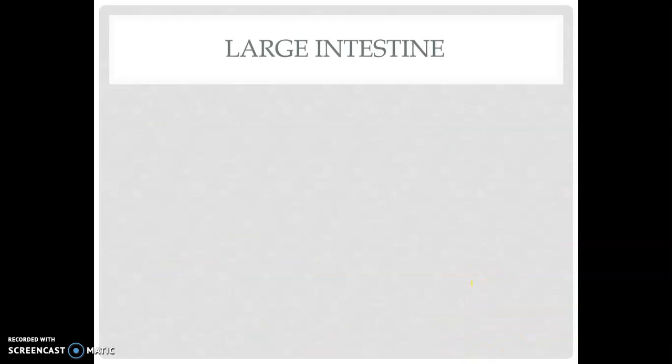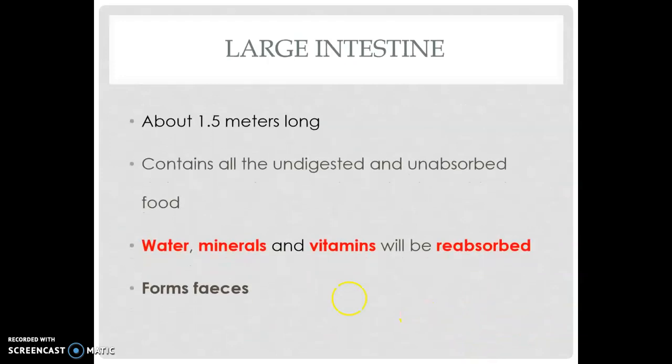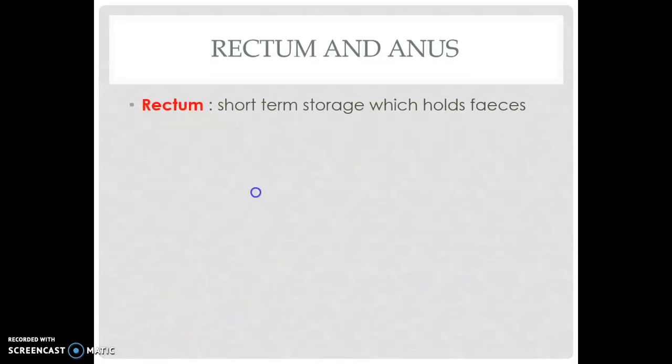Then what happens in the large intestine? The large intestine is the place where all the undigested and unabsorbed food will go. Here, only the water, minerals, and vitamins will be reabsorbed. So remember, no digestion will happen because digestion ends in the small intestine. Here, there is only reabsorption of certain nutrients. And then the unwanted material will be formed as feces. The feces will be stored in the rectum for a short term and then will be removed through the anus.